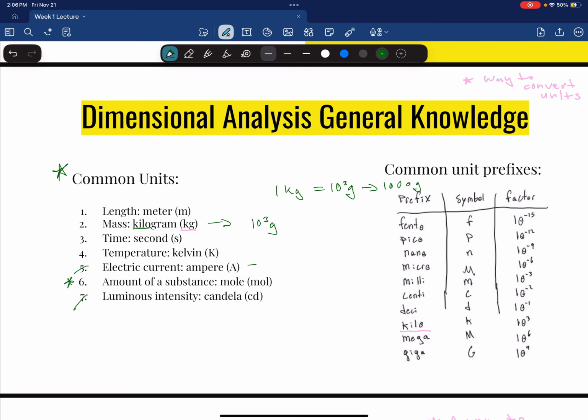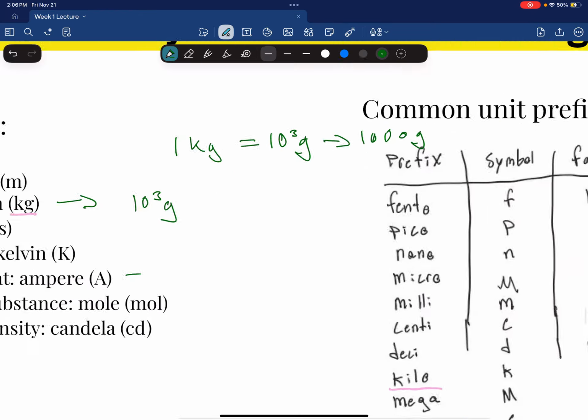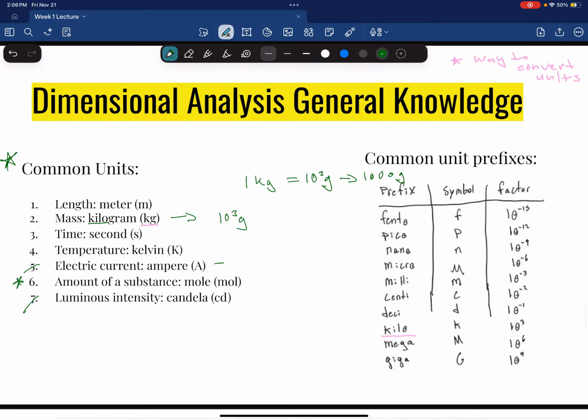So all of these are going to be the common units that you really want to memorize, but honestly in this class you don't really have to memorize electric current or luminous intensity because you don't really deal with them a lot when it comes to chemistry. Ampere, you're going to deal with later on when you're dealing with something like pressure. But you also want to know your common prefixes. Your prefixes are going to be like femto, pico, nano, micro, all these prefixes that go in front of your common units to simplify their numbers.